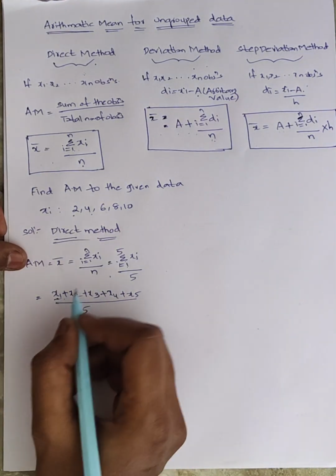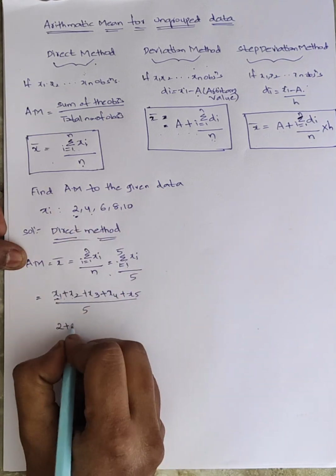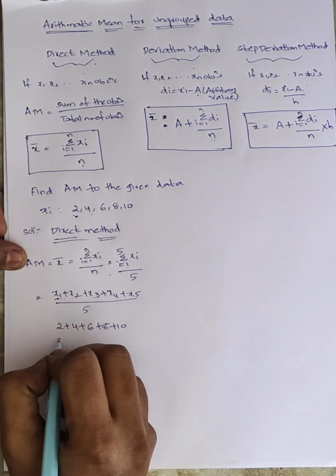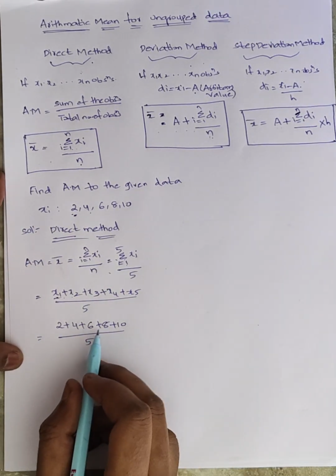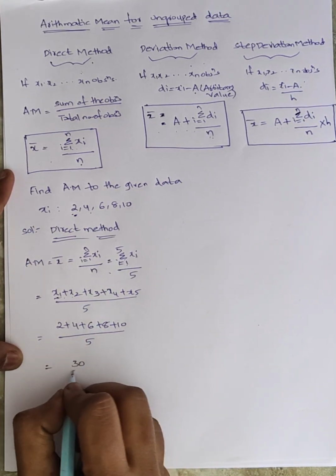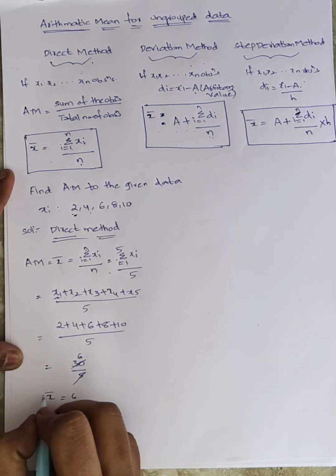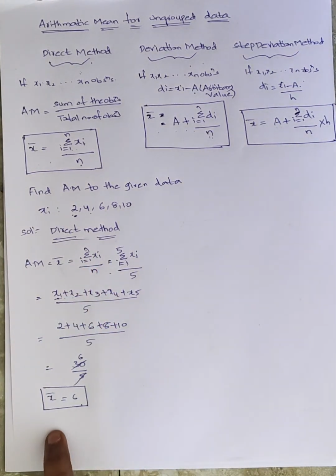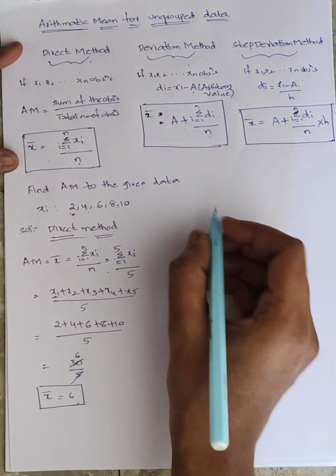Now what is the first observation? x1 is 2, 2 plus x2 4, x3 6, 8 plus 10 divided by 5. Okay, what is the value? 10, 20, 28, 30. 30 divided by 5. 5 sixes are 30. So we got x bar is equal to 6. By using direct method we got mean value as 6. Here only I'll do deviation method also.